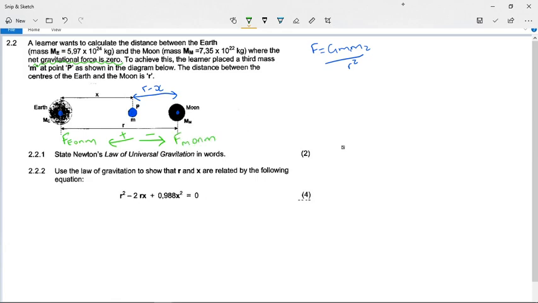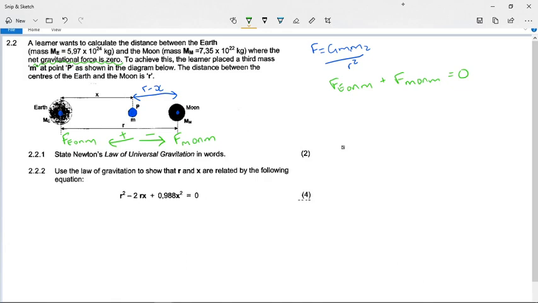And it says to you the net force is 0. So when we find the net force, we add the forces together. So the force of the Earth on M plus the force of the Moon on M is going to be equal to 0.